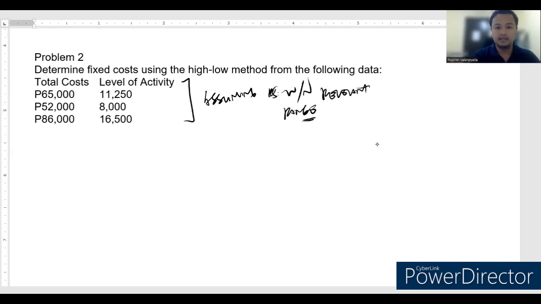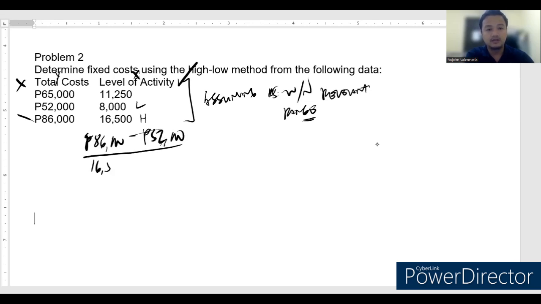So assuming lahat ng data na yan is still within relevant range, ang highest natin, titingin kayo, not on the total cost, but on the level of activity. So ang highest mo, yung X mo, ito yung Y. The highest activity is this one, the lowest activity is this one. So ngayon, ulitin lang natin yung high-low method natin. Ang cost ng highest activity is 86,000. So 86,000 minus the cost of the lowest activity, 52,000, divided by 16,000, level of activity, minus 8,000. Okay? So 86,000 minus 52,000, the answer is 34,000.